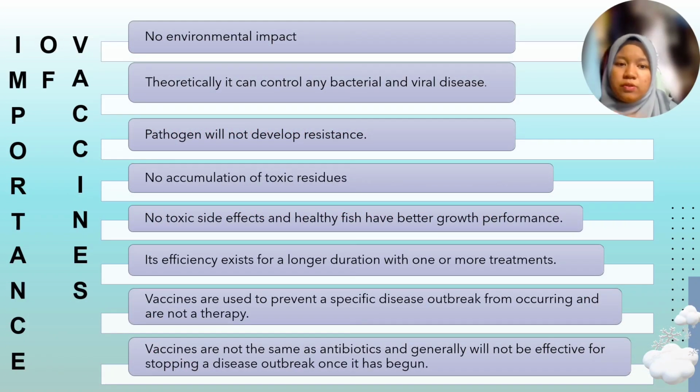So what is the importance or advantage of vaccine? It has no environmental impact. Theoretically, it can control any bacterial or viral diseases, there is no accumulation of toxic residues in the organism, no toxic side effects, and its effect lasts for a longer duration. Vaccines are used to prevent a specific disease outbreak from occurring. A vaccine is not a therapy and, unlike antibiotics, generally will not be effective in stopping a disease outbreak once it has begun.